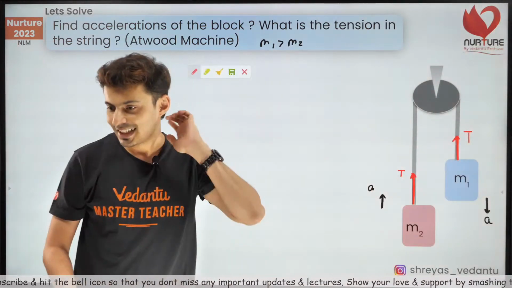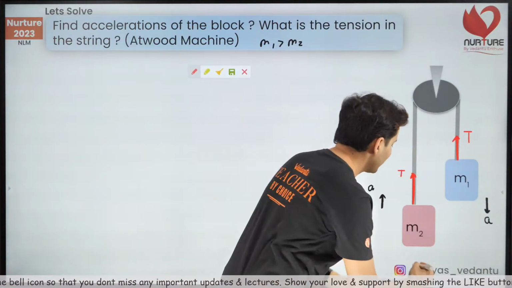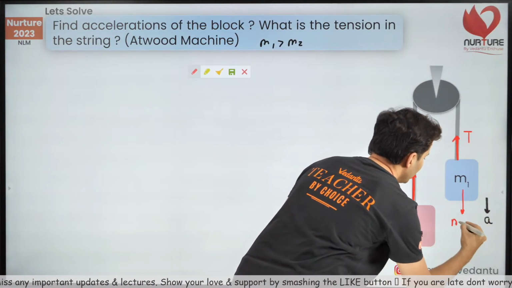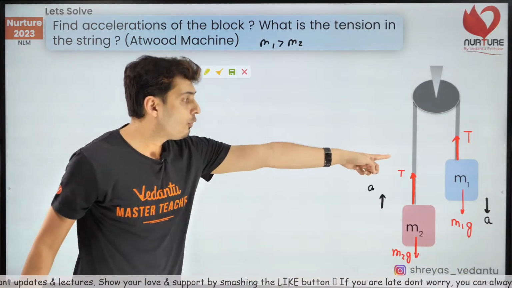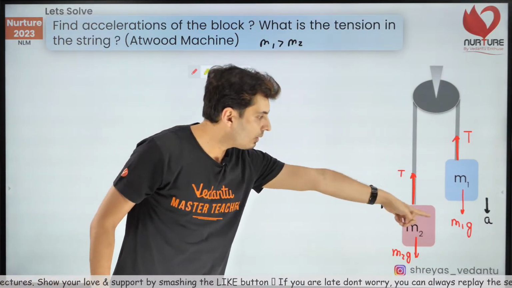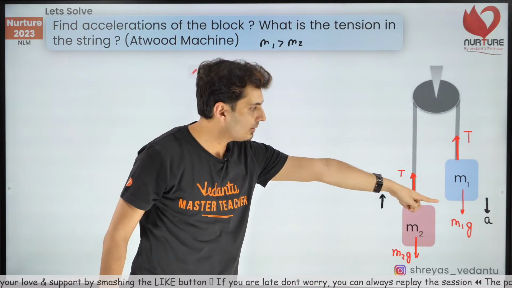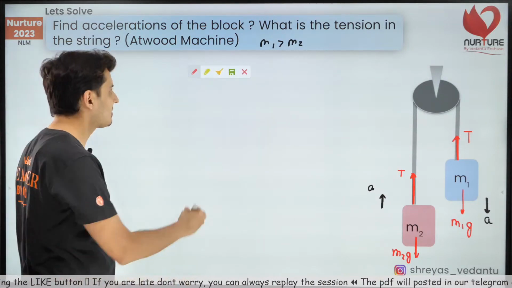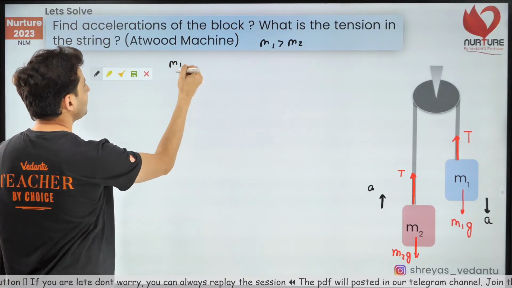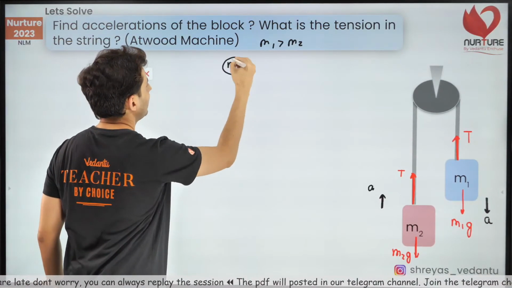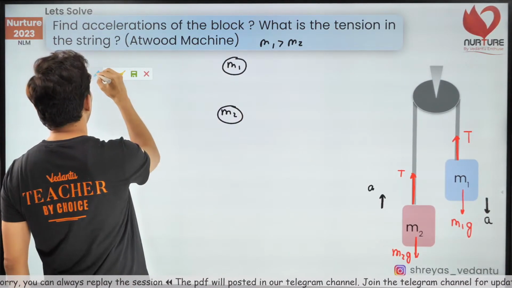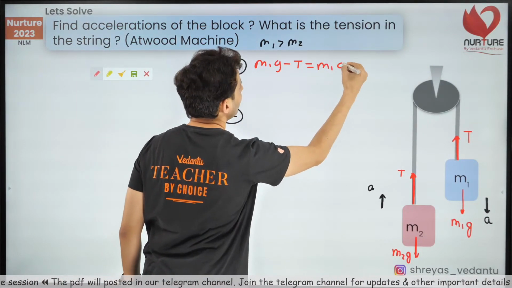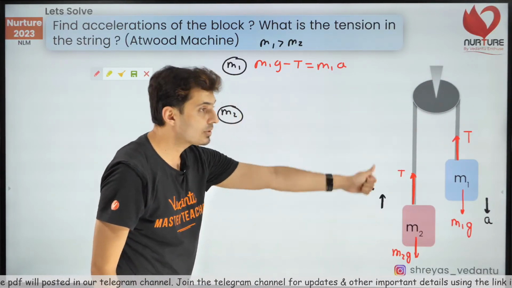Now, tension is up, great. There will be M2G and M1G below. For M1, which is bigger, M1G or T? Check the direction of the acceleration. It is going down, right? So M1G is more than T. Hence for M1, M1G minus T is equal to M1A. For M2, M2 is going up.